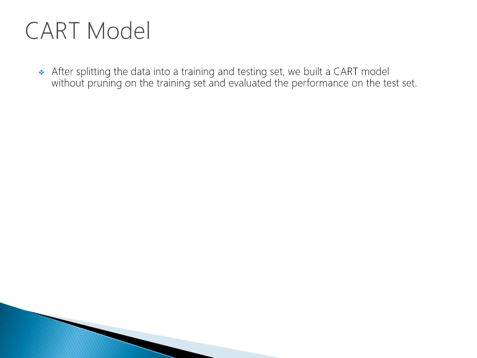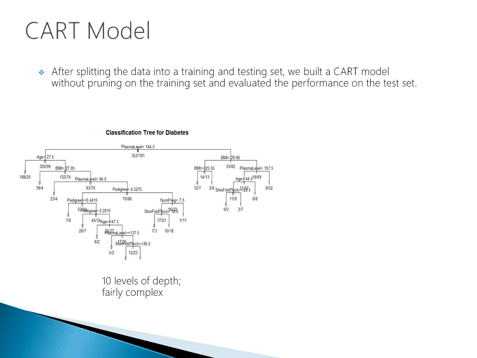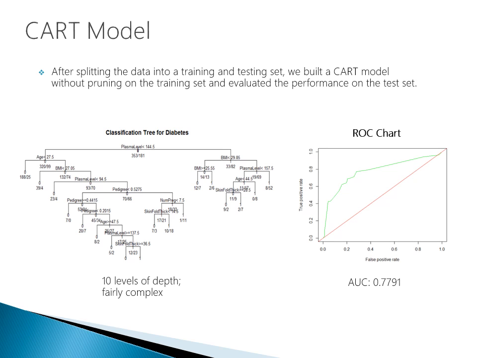After splitting the data into a training and testing set, we built a CART model without pruning on the training set and evaluated the performance on the test set. We did this intentionally, just to see what kind of animal we are working with here. And the classification tree that has been produced is an extremely deep example. There are 10 levels of depth, and it's a very complex example. If I look at the ROC chart, which we talked about, the area under the curve is showing 0.7791, which is pretty good. So we're saying 28% improvement over random chance alone.